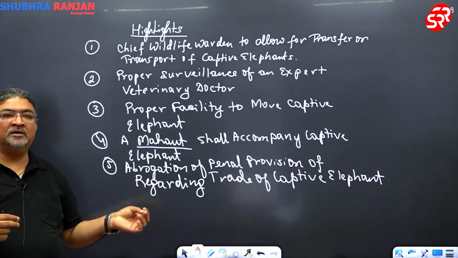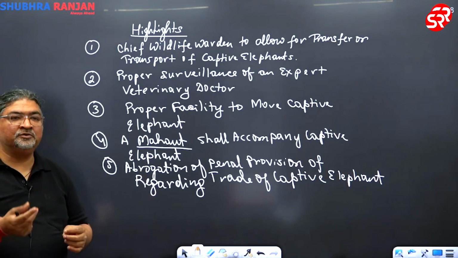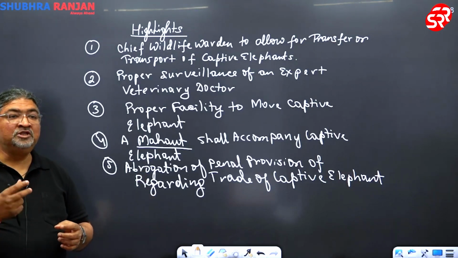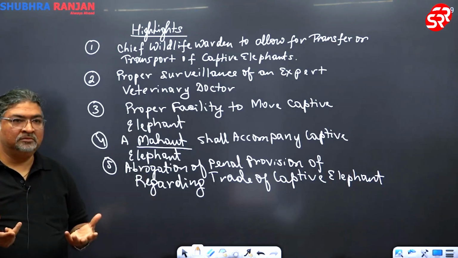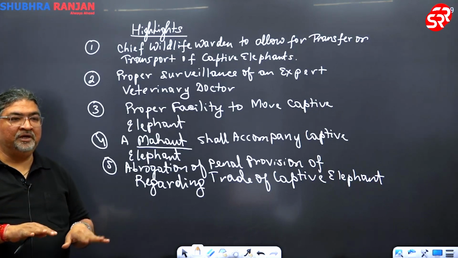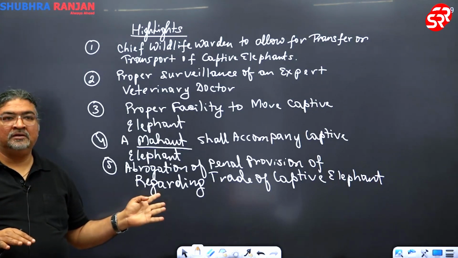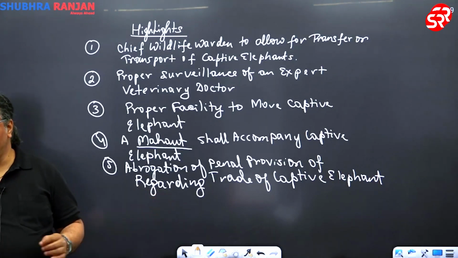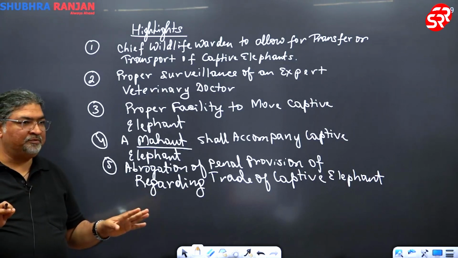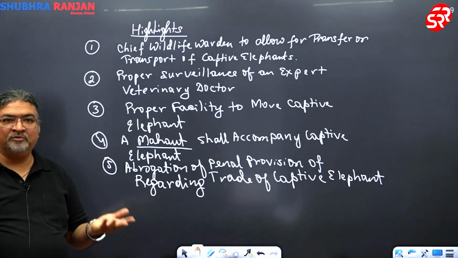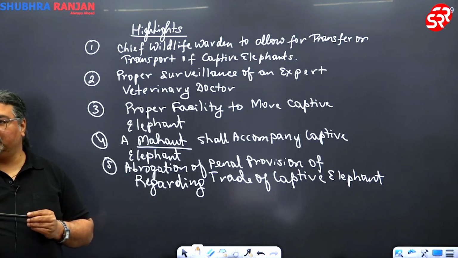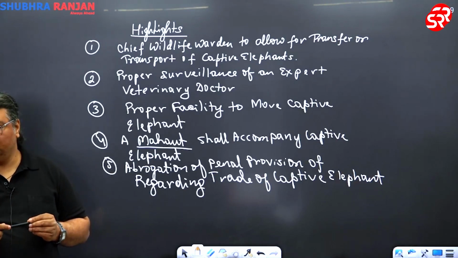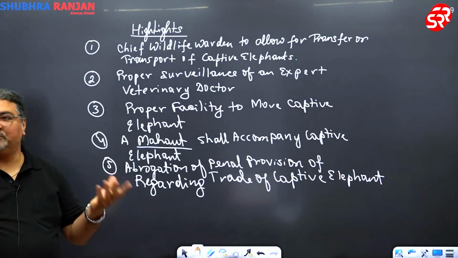So this was one of the contentious issues. What are contentious issues? Sometimes NGOs will say that this is not good, this has to be there, because with the trade of captive elephants, if you remove the punishment and the need for permission, there could be misuse. For what purpose has the elephant been sold? But again, you see the larger picture.